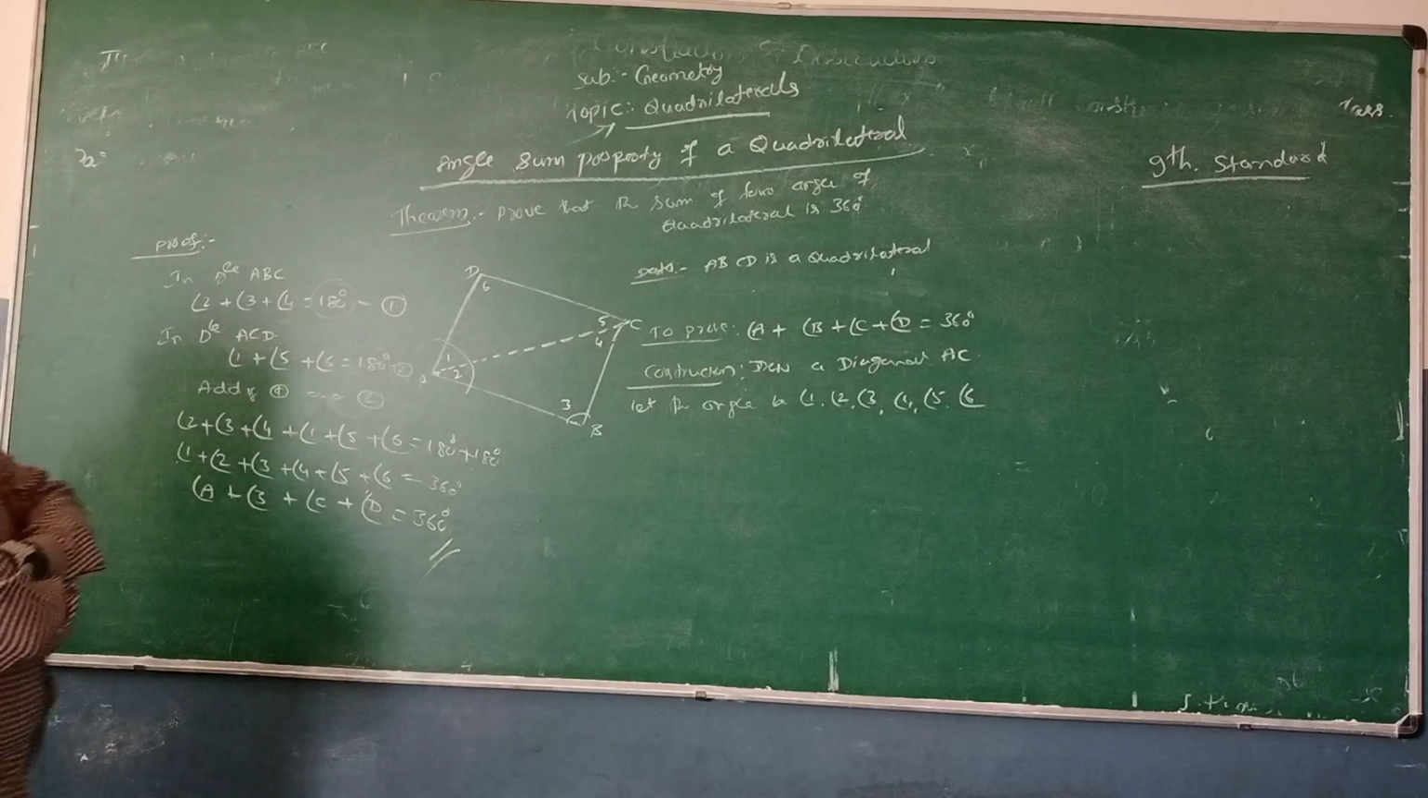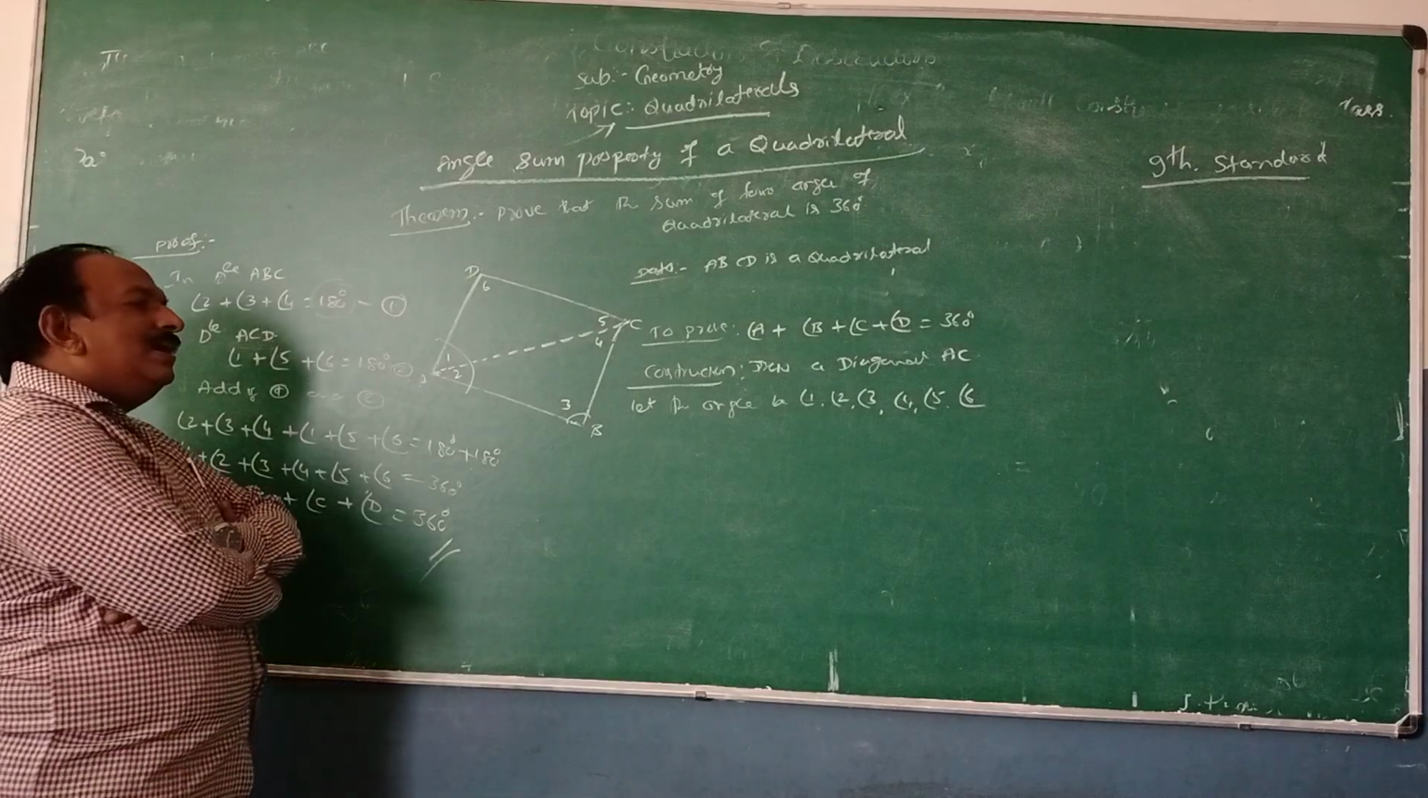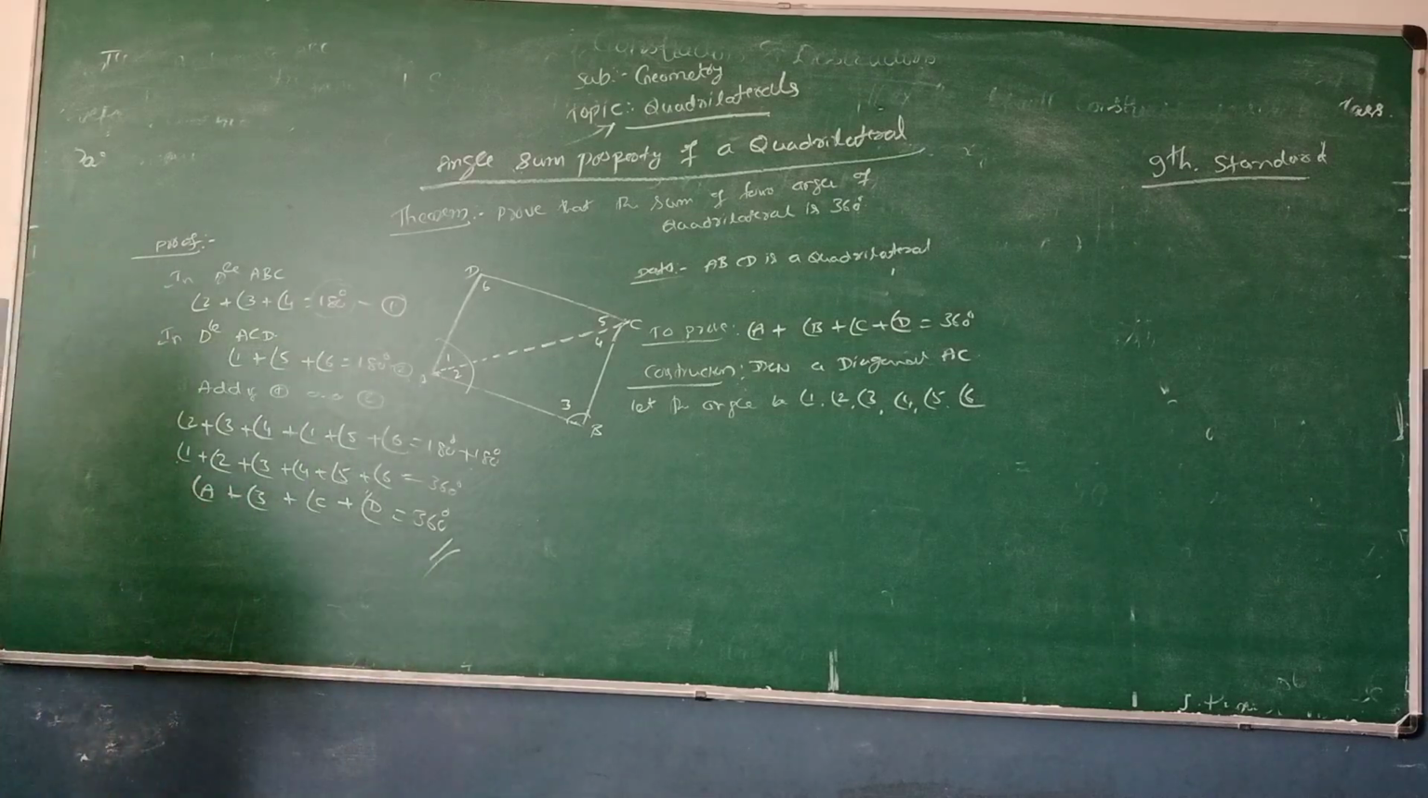Let ABCD be a quadrilateral. We have to prove that angle A plus angle B plus angle C plus angle D is equal to 360 degrees. Construction: draw the diagonal AC. Let the angles be angle 1, angle 2, angle 3, angle 4, angle 5, angle 6.